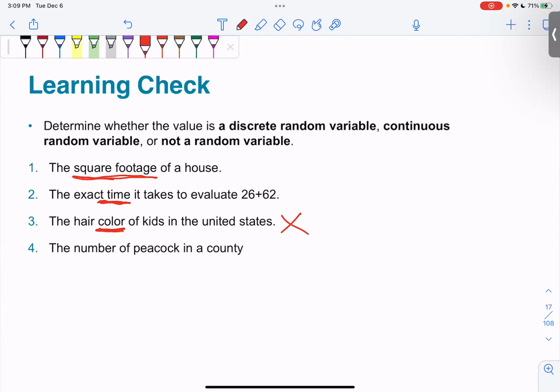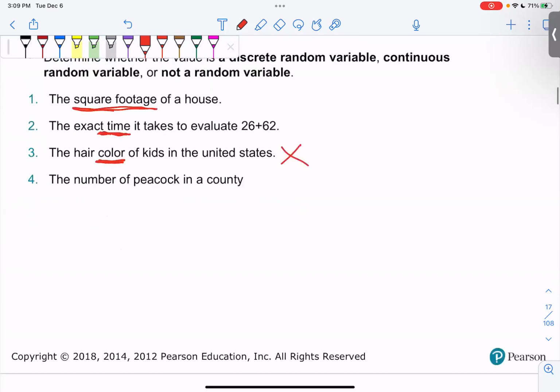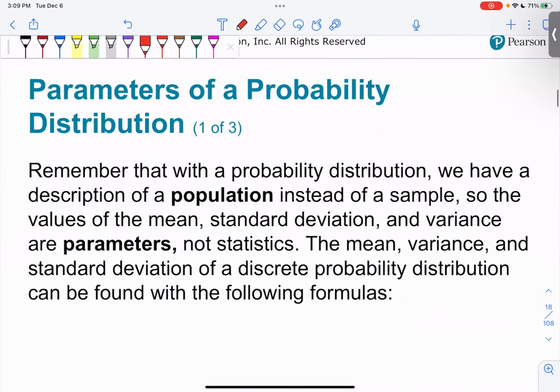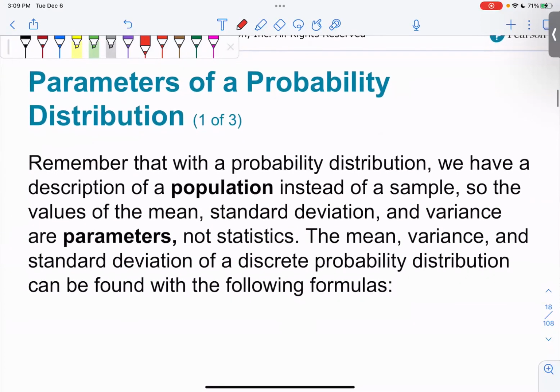And then the last one, discrete. It's clear because it's a countable number, right? Okay.